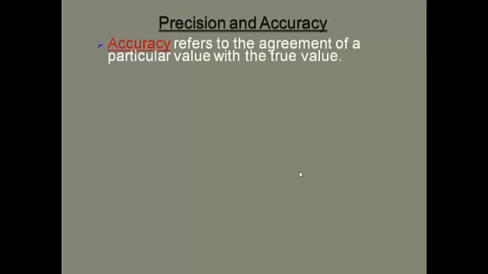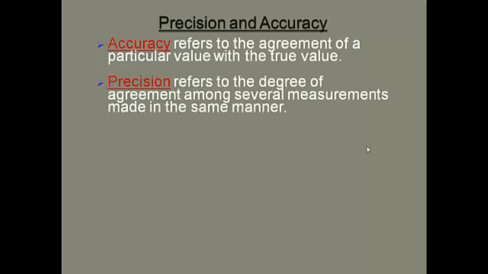Two terms I want you to be familiar with are precision and accuracy. When we talk about measurements, it's important to differentiate between these two terms. Accuracy refers to the agreement of a value with the true value. So, for instance, if I give you something to measure and I know that whatever you're measuring is exactly 2.1 centimeters, if you make an accurate measurement, you would also get a reading of 2.1 centimeters or very close to that. Precision refers to the degree of agreement between several measurements that are made in the same way.